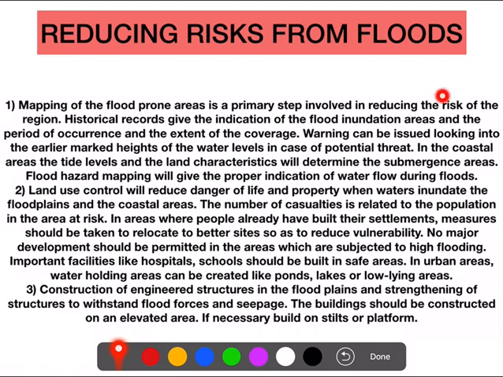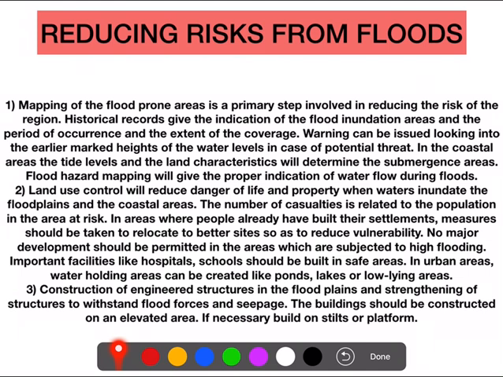So if we map a particular flood prone area properly, that is the first step we can do to reduce the risk from a flood. And it has to be very proper flood mapping. It's not like just taking previous data and making it. There should be a proper survey done, and then all this data has to be properly arranged, then only there will be a proper mapping.